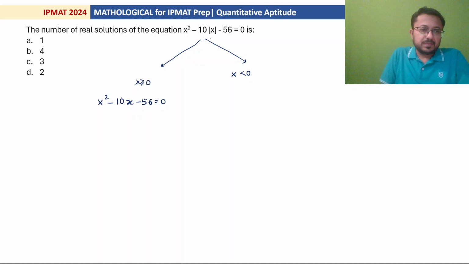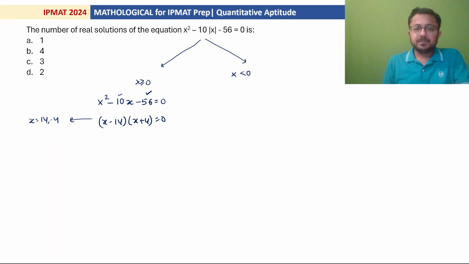Okay, so sum is equal to 10, product is equal to minus 56. What will the values be? 14 and minus 4. x will be equal to 14 and minus 4. Here x minus 14 into x plus 4 is equal to 0, and from there the result is x is equal to 14 and minus 4, because sum is equal to 10 (minus b divided by the coefficient of x square, which is 1) and the product is minus 56. That is why we broke it into 14 and minus 4.